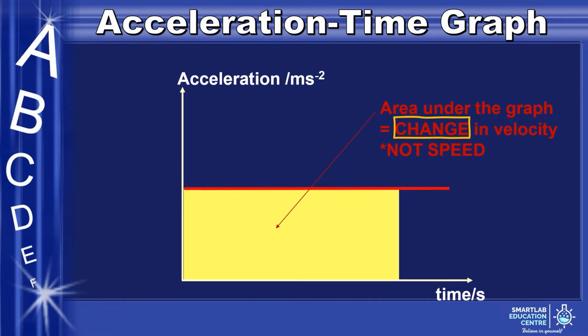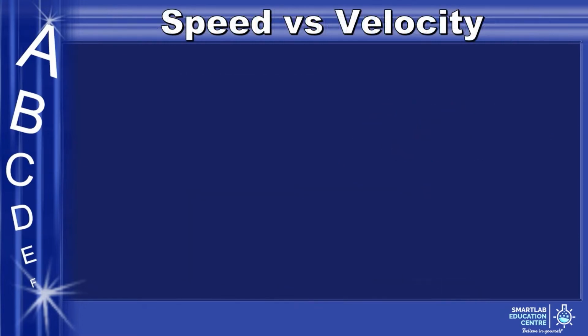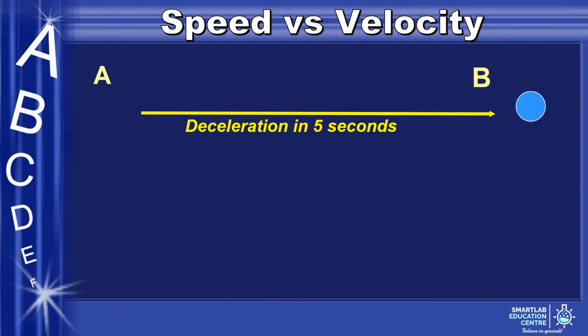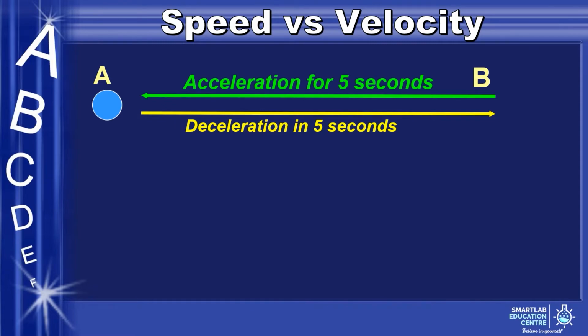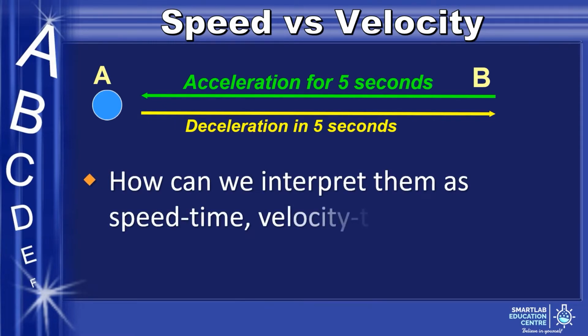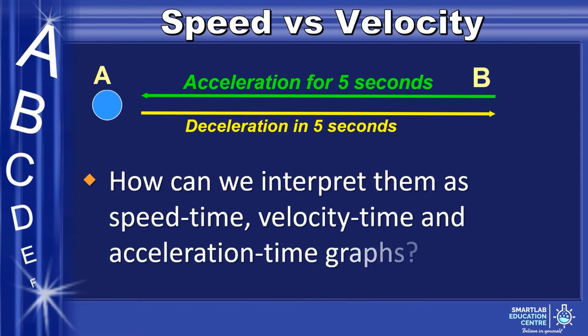Now let us try to draw some graphs. Here we have an object that decelerates from A to B in 5 seconds. The object then accelerates and reaches A in 5 seconds. How can we interpret this as a speed-time, velocity-time, and acceleration-time graph?